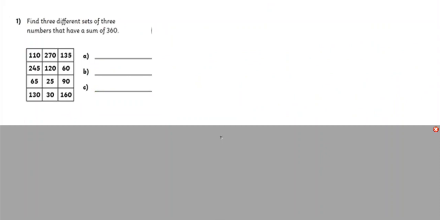Okay, as we are calculating angles on a point, we need to calculate angles that create 360 degrees. So for your first task, find 3 different sets of 3 numbers that have a sum of 360. So they add together to make 360. You've got A, B, and C. You're going to use 3 different numbers for each answer. Okay, pause the video and have a go.